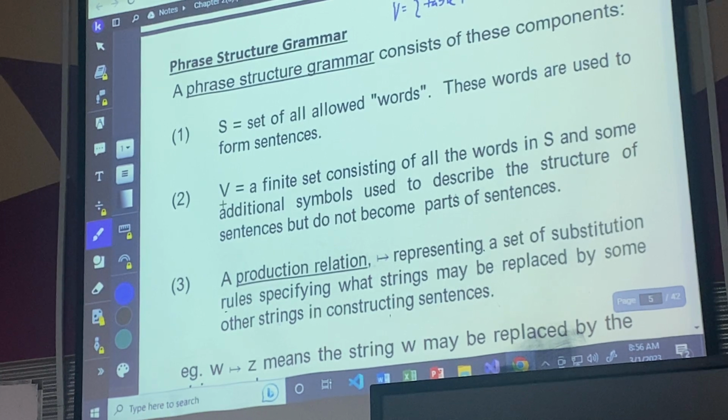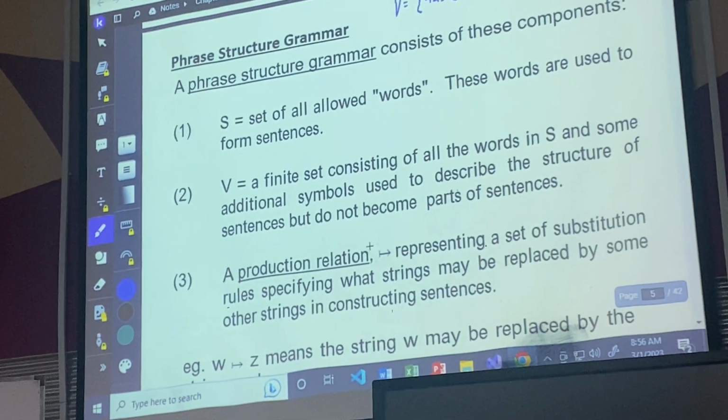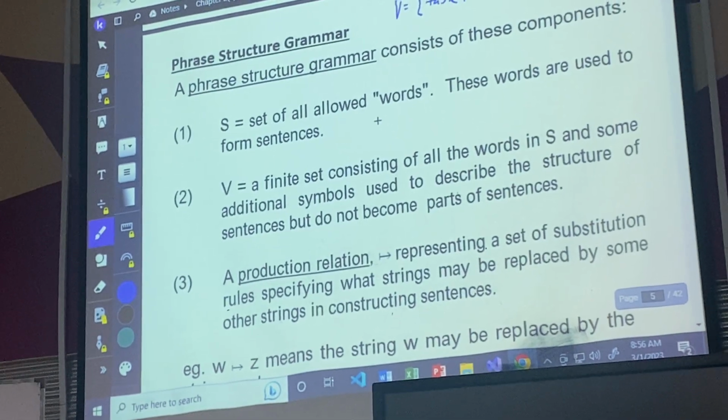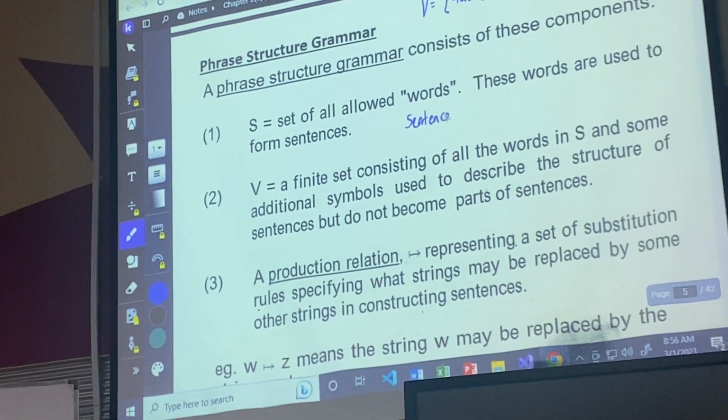Yeah? And then the production relation means the substitution. Let's say I start with the word sentence. Now I want to form a sentence.